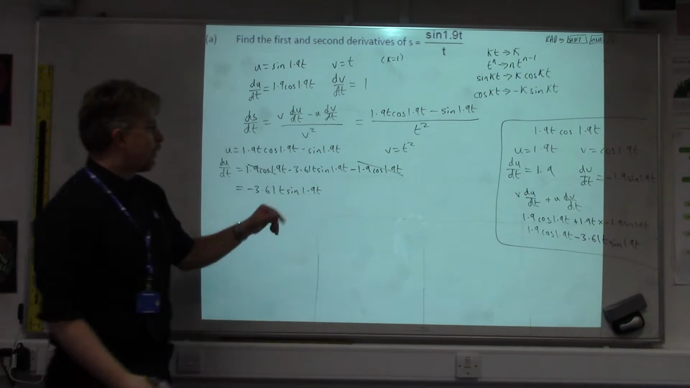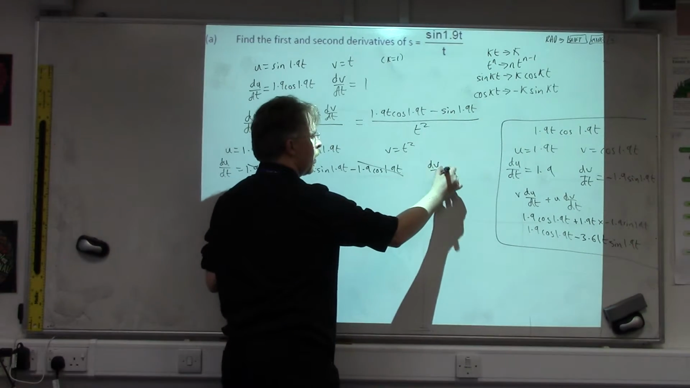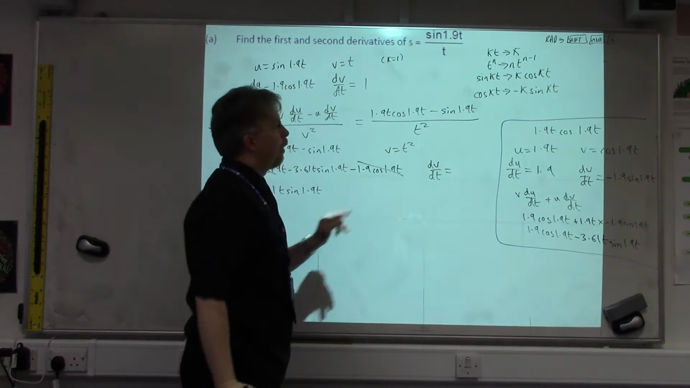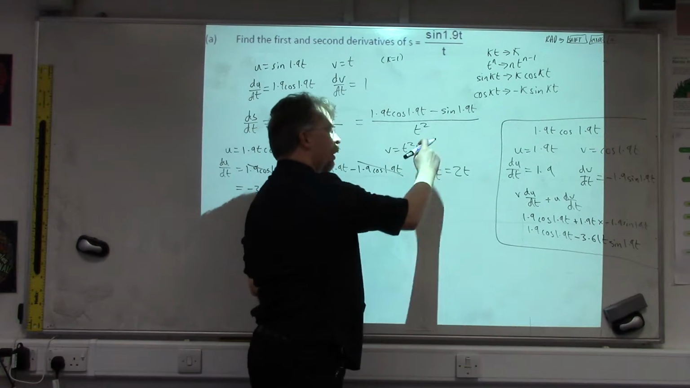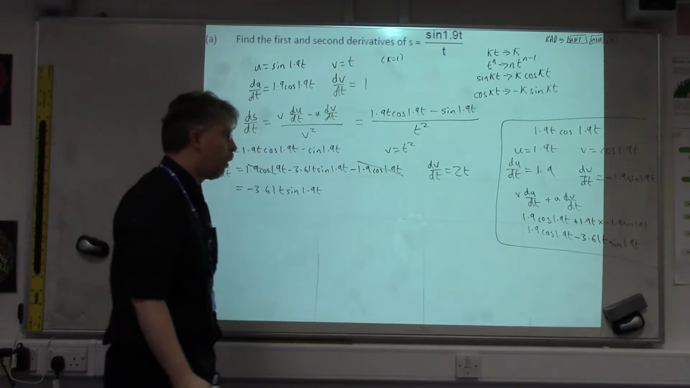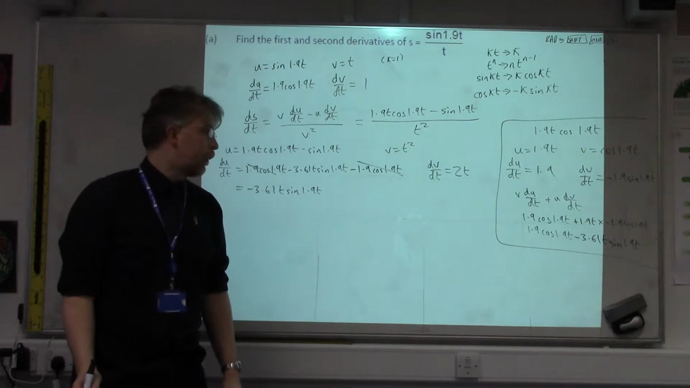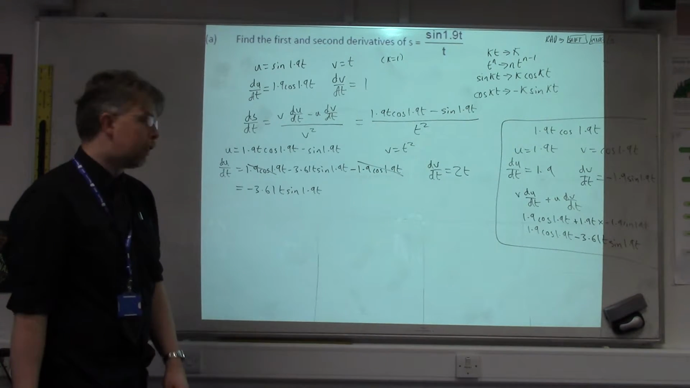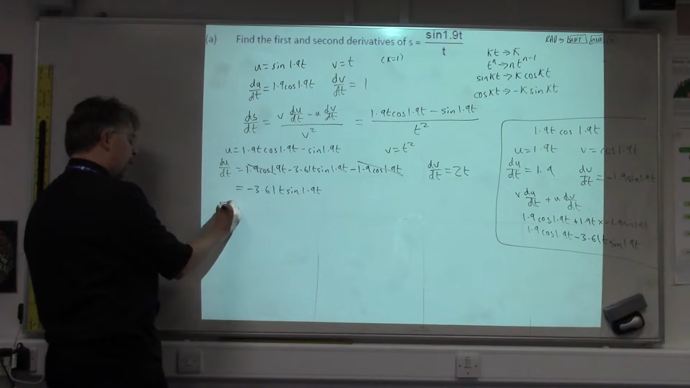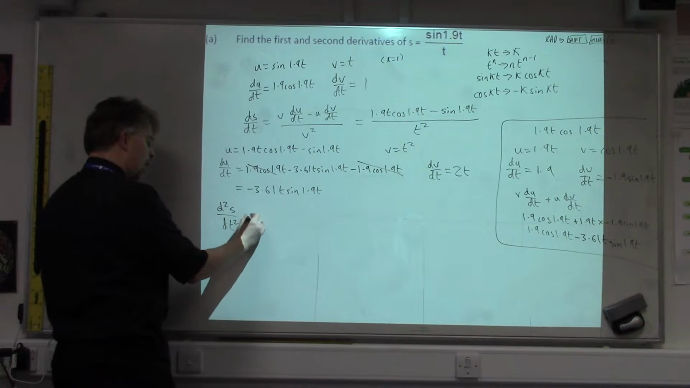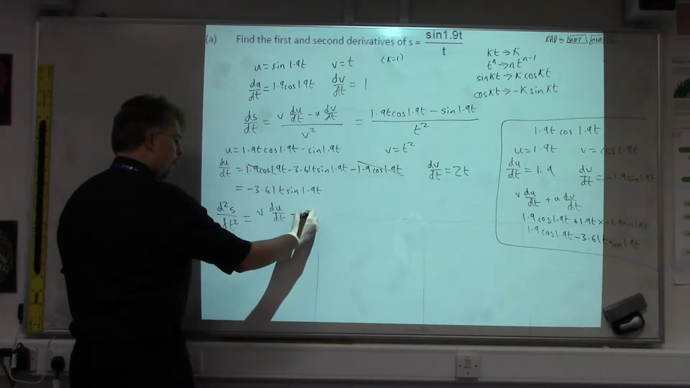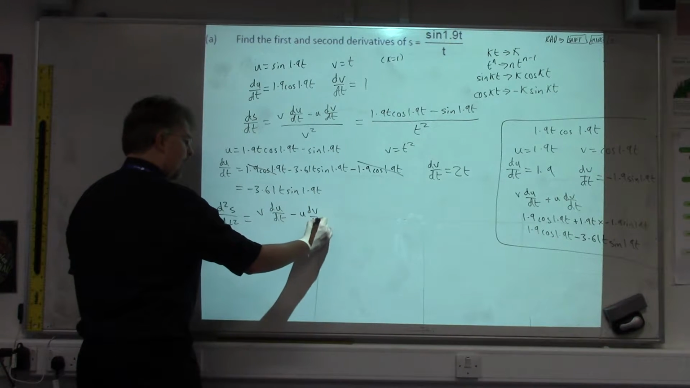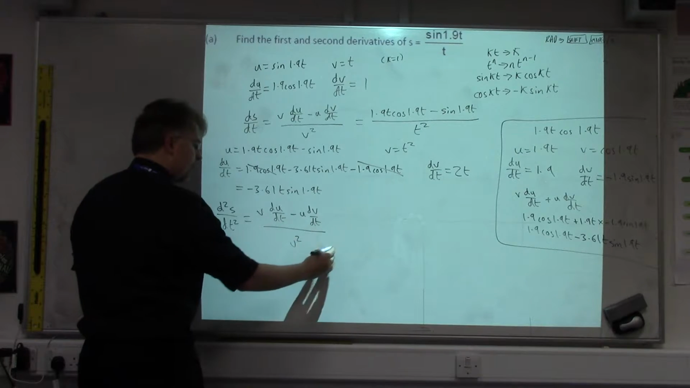For v equals t squared, well, we've got t to the n, so the 2 goes to the front. We take 1 off the power, 2 take away 1 is 1. We don't need to write powers of 1, so t squared goes to 2t. Apply the quotient rule again: v times du by dt minus u times dv by dt, all over v squared.